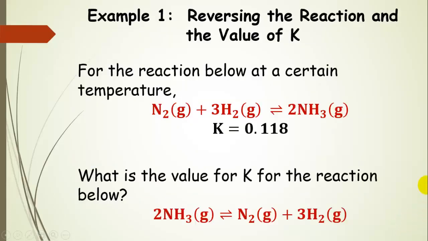Okay, so let's look at an example. So we have a reaction where we're reacting nitrogen and hydrogen to get ammonia, and the equilibrium constant for that reaction is 0.118. Now, we want to figure out what the value for the equilibrium constant is for this reaction. So look at it. What did we do to that reaction? Compare it to the first one.